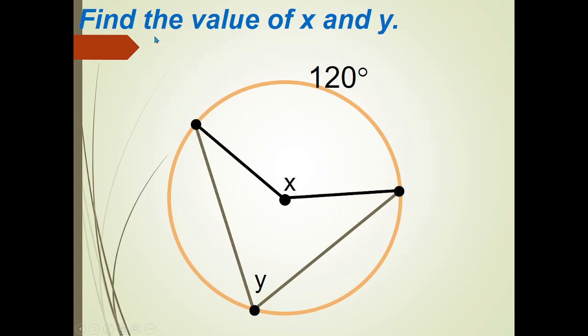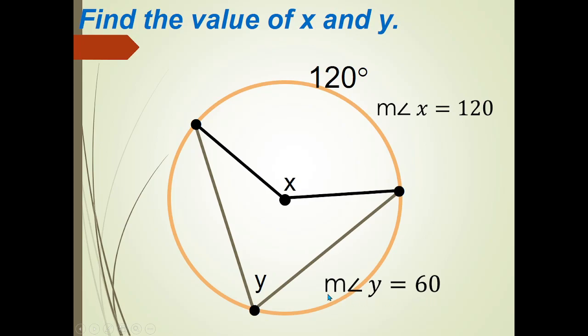So moving on, find the value of x and y. Angle x is a central angle. Angle y is an inscribed angle. We have the measure of the intercepted arc of both angles. So first, let's get the measure of angle x, which is a central angle. So it must be equal to 120 degrees. In short, the measure of angle x is 120. And the measure of angle y is 60 because 1/2 of 120 is equal to 60.